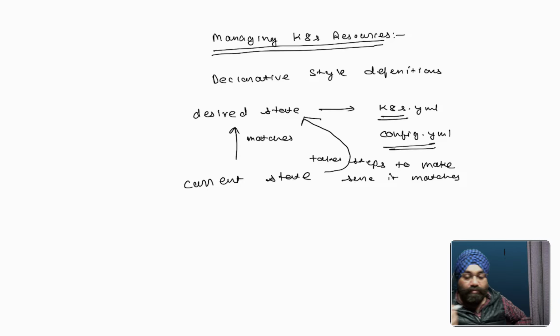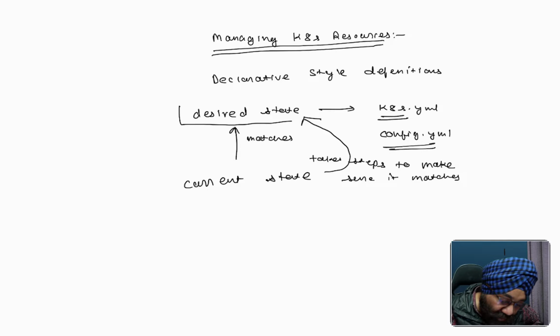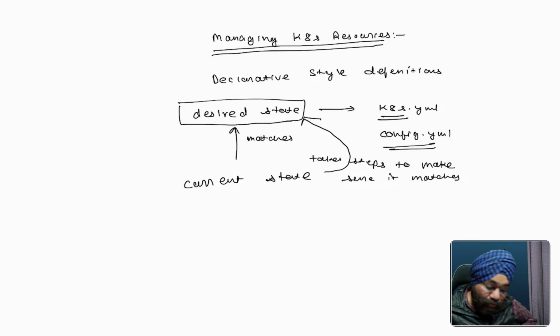It may take a few seconds or a few minutes or a few hours, but it will ensure that eventually your current state matches your desired state. There can be some time lapse in between, but this is the responsibility of Kubernetes to make sure that your current state matches your desired state. So this is the declarative style of management that Kubernetes uses.